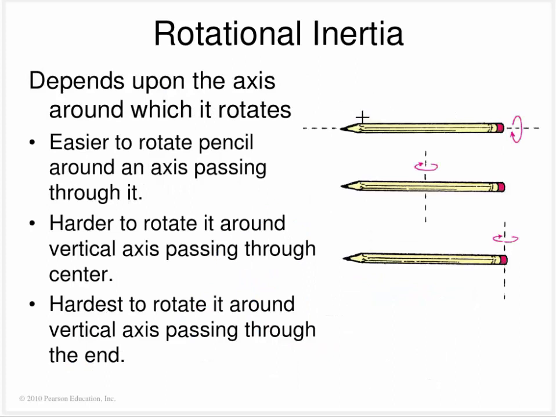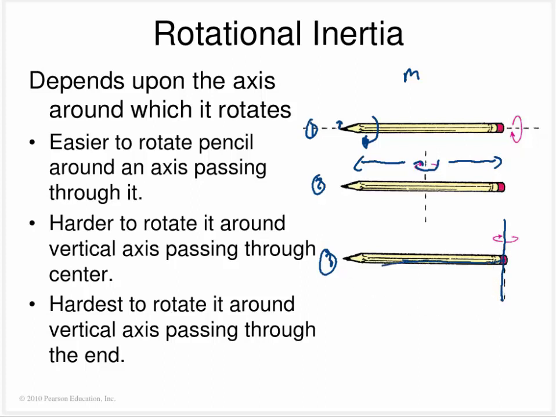Just to drive home the point, consider 3 pencils, 1, 2, and 3, and all these guys have the same mass, and we can rotate this pencil any number of ways. Probably the easiest way to rotate it is going to be about the lead, if you will, right? Most of its mass is really close to the point where you're trying to rotate it. We can rotate it about its center, so we can rotate it right here, and it's going to be harder to rotate than case number 1. It's got more mass further away. Probably the hardest way to rotate this pencil is about the eraser.